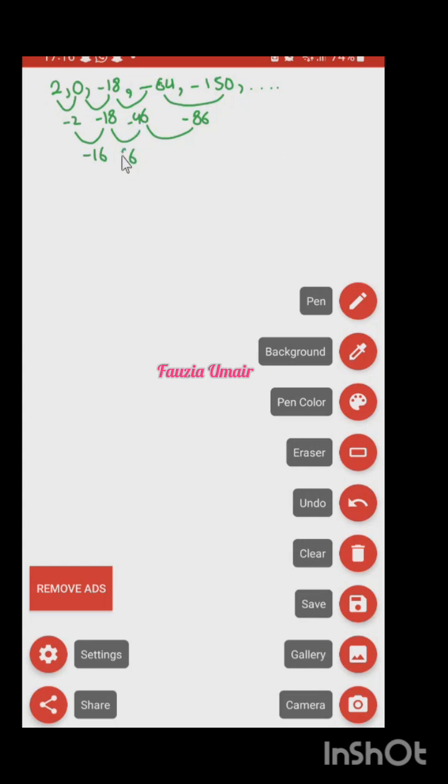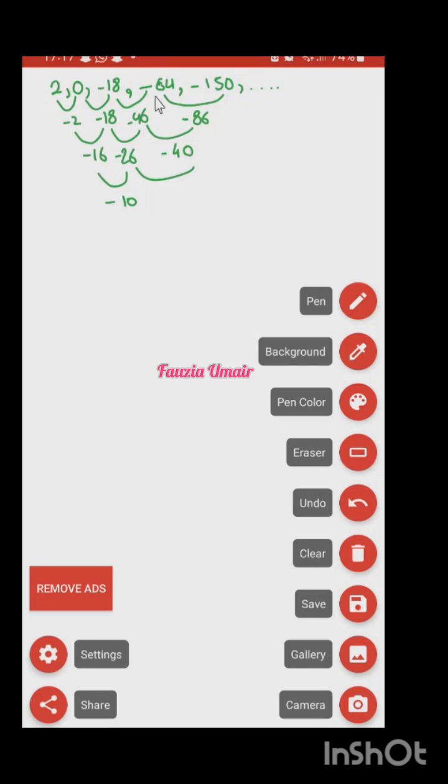So then 46 minus 18, what will it be? 26, minus 26. Then minus 86 minus 46, minus 40. So now let's calculate the third difference. What is it? Minus 10, and this is not minus 10. Yes, miss, I think it's minus 14. We have made a mistake, I think.